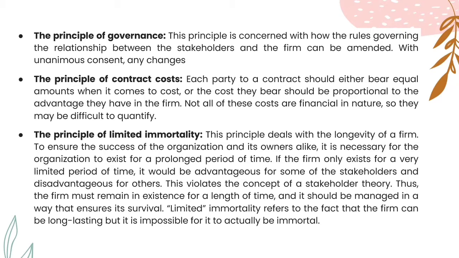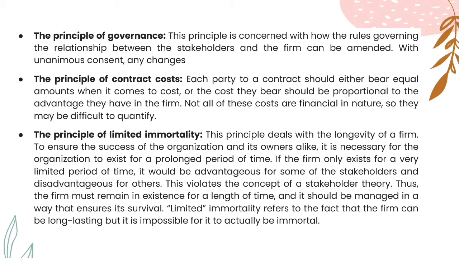Next is the principle of contract costs. Each party to a contract should either bear equal amounts when it comes to cost, or the cost they bear should be proportional to the advantage they have in the firm. Not all of these costs are financial in nature, so they may be difficult to quantify. So, the stakeholders should bear any costs on an equal basis. For example, one should not pay more than another. Furthermore, the cost sharing should be similar or proportionate to the advantage gained.